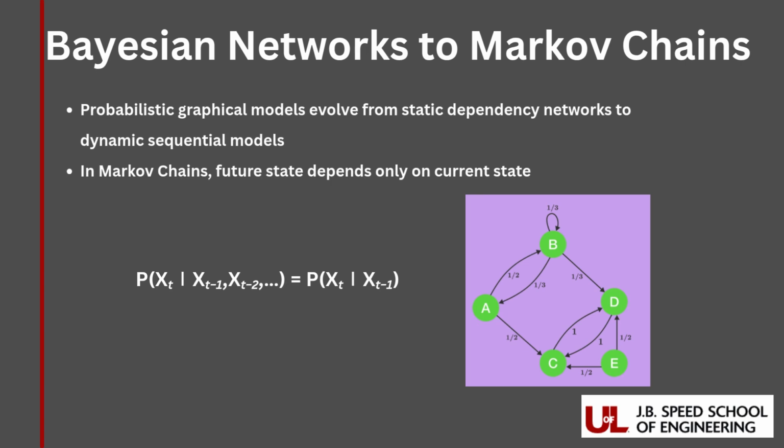Bayesian networks can connect to Markov chains. And so Markov chains are probabilistic graphical models. They evolve from static dependency networks to dynamic sequential models. The main difference between Markov chains and Bayesian networks is that the future state depends only on the current state. So if we have t as a temporal variable, it doesn't really matter what happened 2 iterations ago or 3 iterations ago. It only matters what happened the previous iteration, as that is the only thing that changes the probability of the current iteration of X.